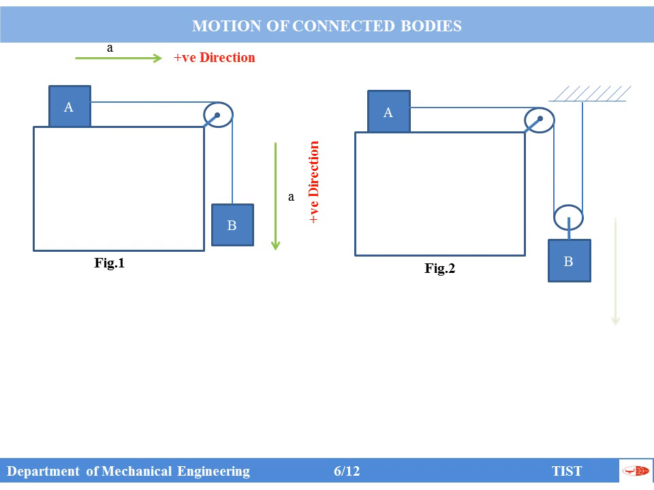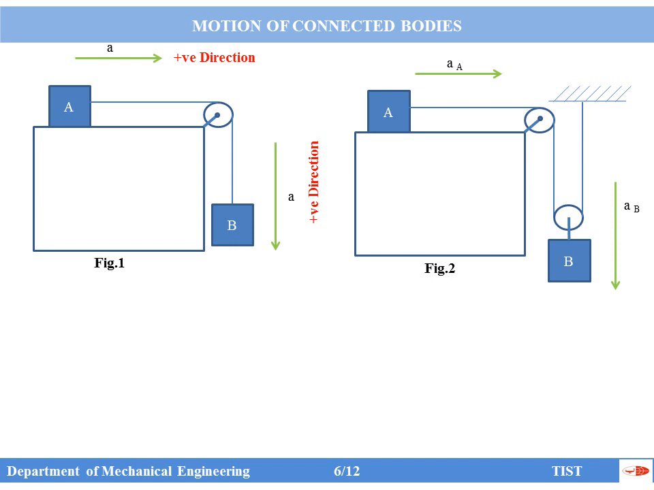Now if we look at figure 2, the acceleration of body B is in the downward direction, and the acceleration of A is in the right hand direction. But the value of acceleration of B and the value of acceleration of A is different. Pay attention to this figure 2. So we represent the acceleration of body B as AB, and the acceleration of body A as A suffix A.